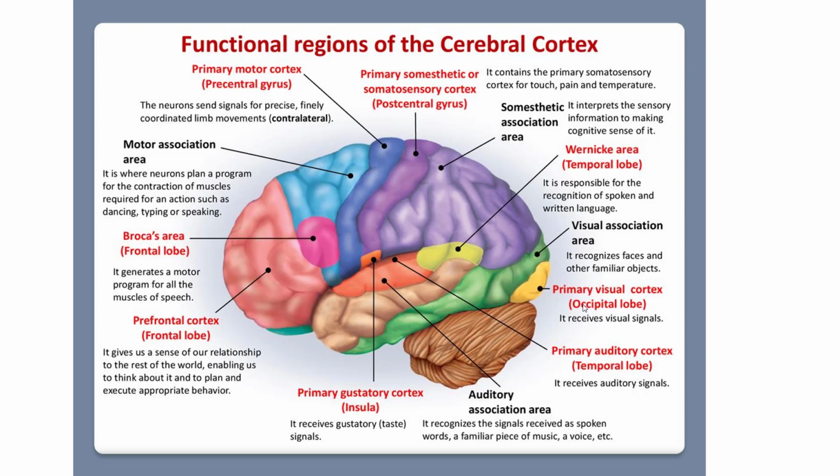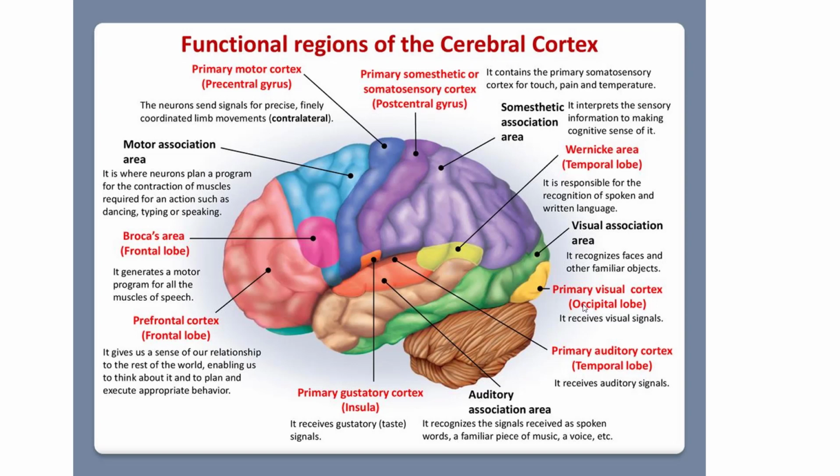Ba-da-ba-ba-ba. I'm in your auditory association area, recognizing those signals as a familiar piece of music from the McDonald's ad, which may lead you eventually to the primary gustatory cortex, which receives gustatory, yum yum, taste signals.